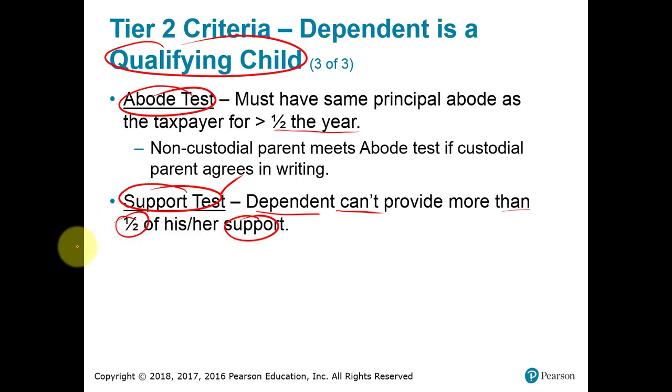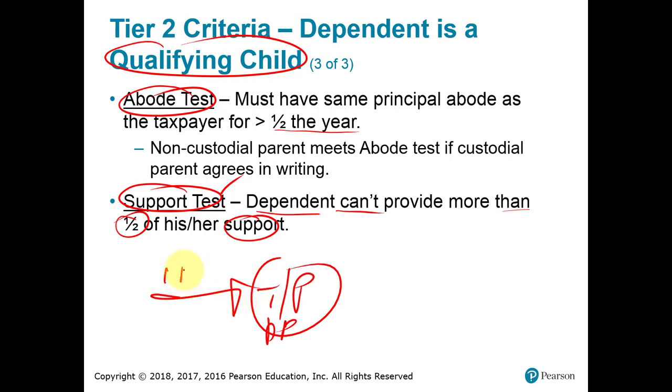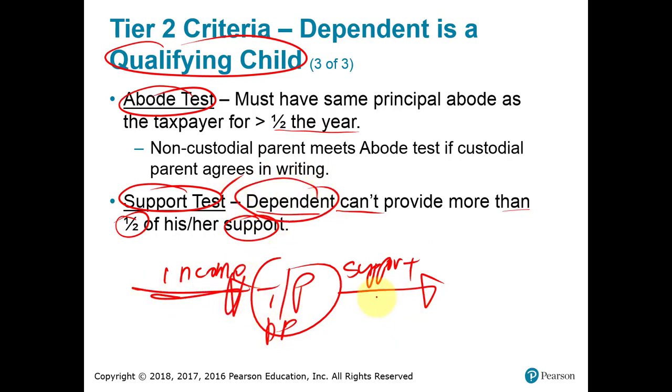Keeping in mind that we have a taxpayer here and a dependent. Money coming in is income. Money going out, being spent for support costs, is support. So in theory, our dependent can be earning lots of income, but if they're not paying support costs for more than half of their own support, then this support test is met, because this dependent is not paying out more than half of their support costs, even though lots of income can be coming in. Maybe they're saving it.